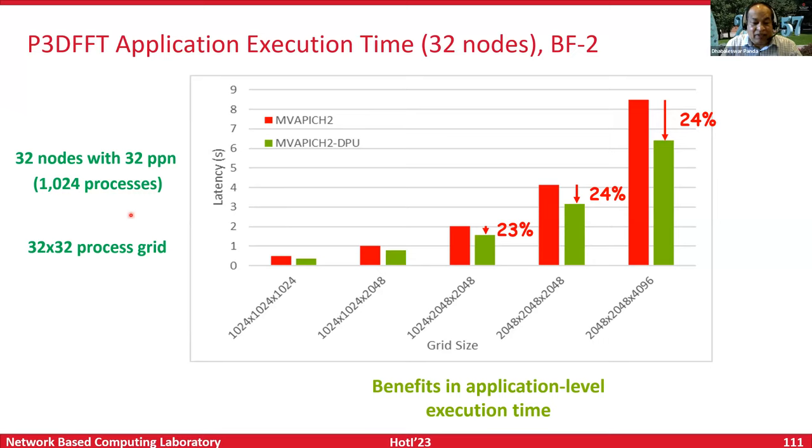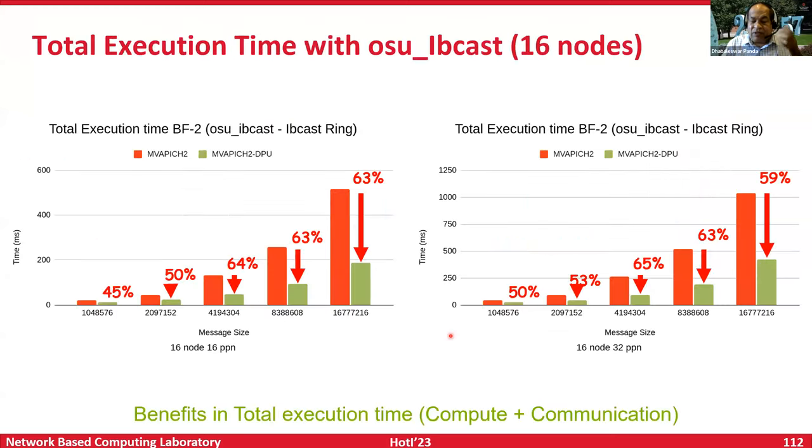And then here, if you see, at 32,000 process runs at an application level, we were able to get a 24% benefit. And these are all different grid sizes. Like this, we are continuing with other collectives, like this non-blocking BCAST broadcast. At a broadcast level, if you measure the compute and communication, you get 63%, 65% kind of benefits.